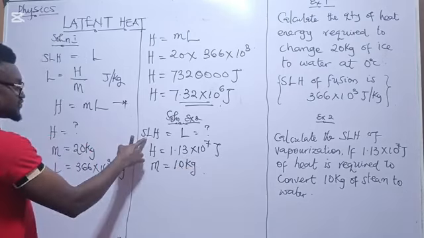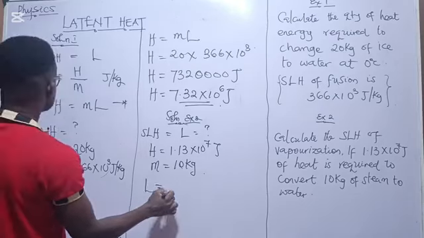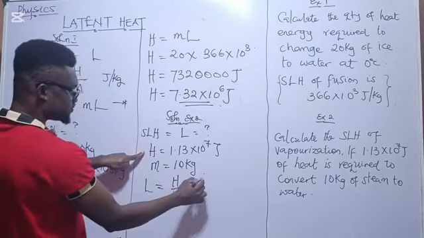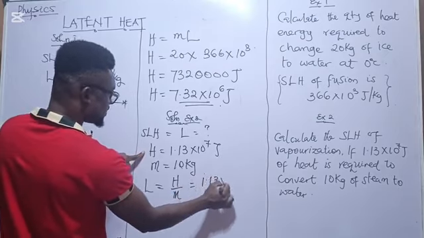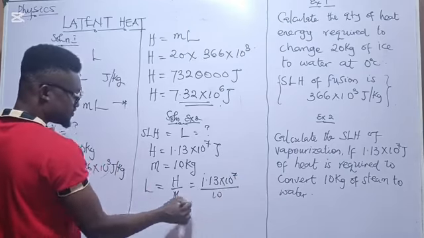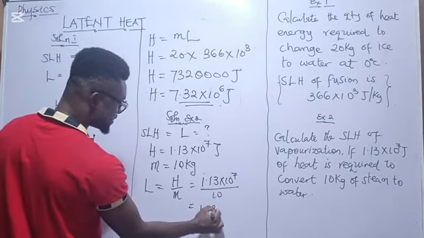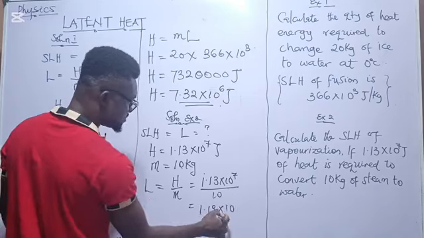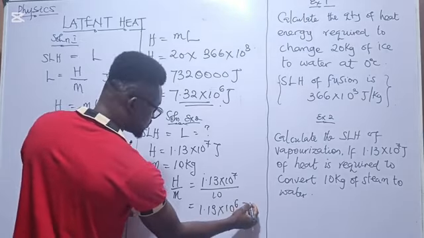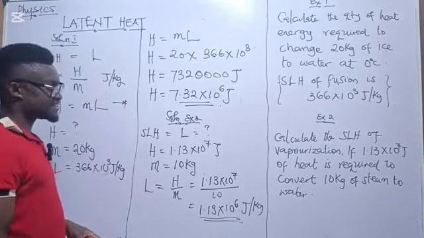Now, the formula for specific latent heat is L equal to H all over M. So if we substitute, we are getting 1.13 × 10^7 divided by 10. If you divide this, we are going to get 1.13 × 10^6. The unit now will be joule per kilogram, and that gives the answer.